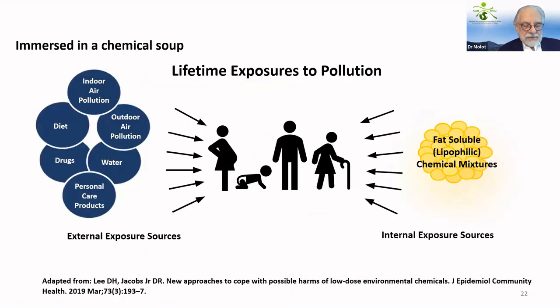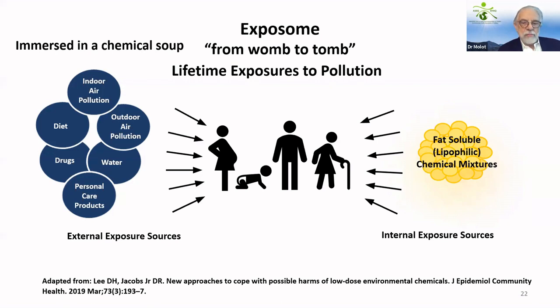This image illustrates that we're exposed to chemical pollutants over our whole lifetime. A multitude of various chemicals come from external sources like indoor air, outdoor air, our food, water, drugs that we take, and the personal care products that we apply to our bodies. Sometimes we can break them down and eliminate them very easily. Sometimes we can't do that so efficiently, and so they get stored in our fat. The term that's used to measure this is the exposome. It's the study of our exposures from womb to tomb.